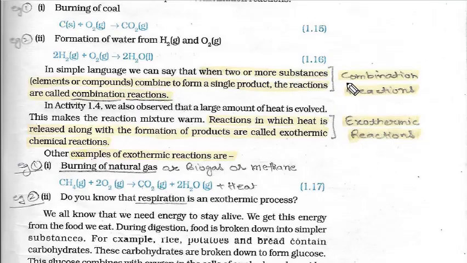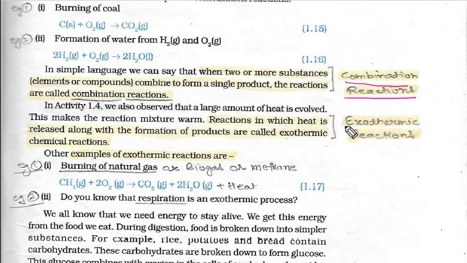So the definition of the combination reaction is that when two or more substances, now they can be element or compound, I have already told you there are three types, so both of them can be element, both of them can be compound, or one of them can be element and the other one can be a compound, combine to form a single product, such type of reactions are called combination reactions.